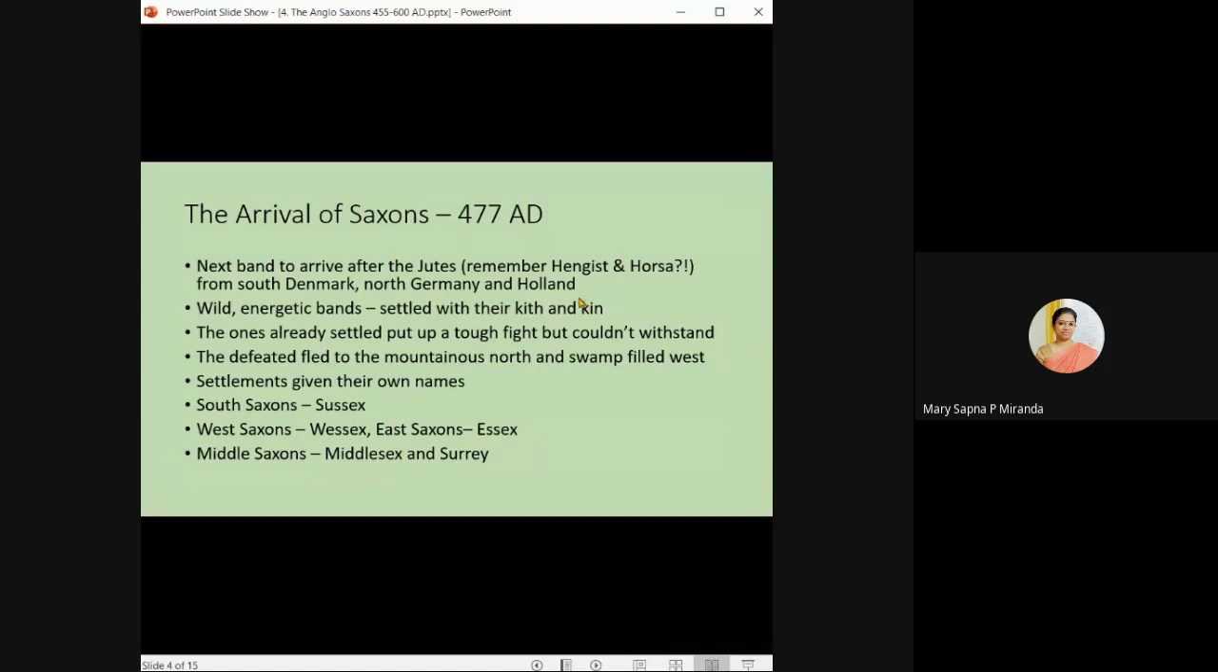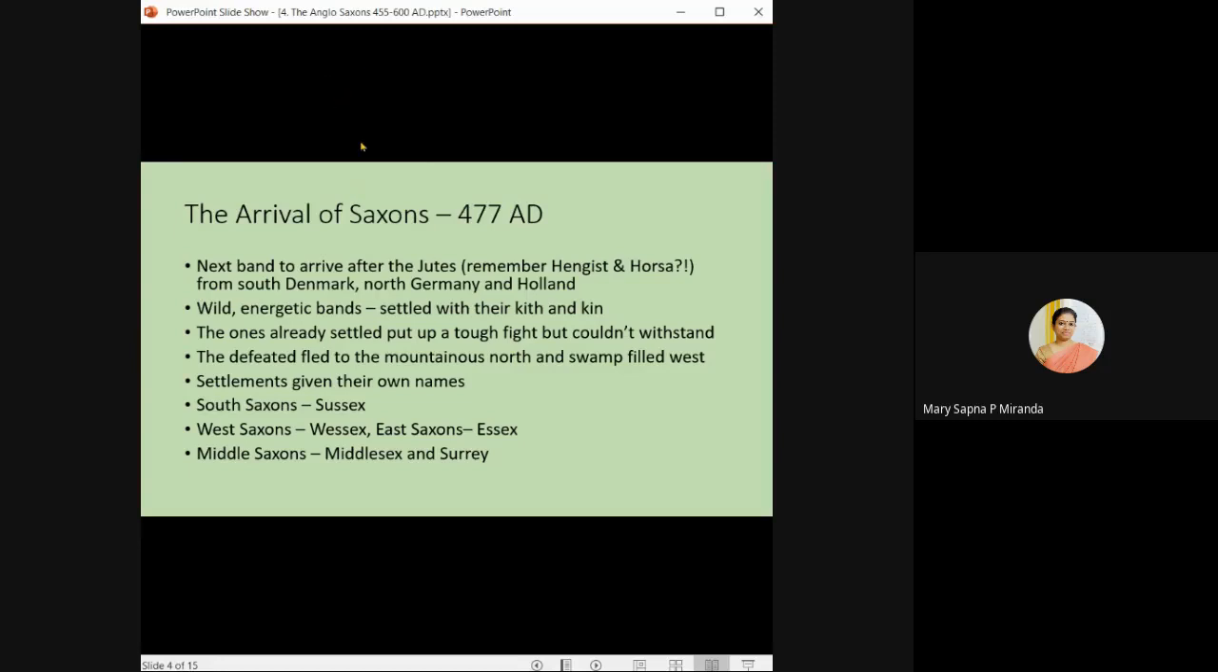And what about the Celtic people already settled there in Britain? Not all of them could put up a tough fight against them. They tried, but they could not really withstand the might of these invading tribes. So what happened to these people? The Celts fled to the mountainous north or the swamp-filled western region. So they went towards Wales. Some of them crossed to the western side and went to Ireland. Some of them went up to the mountainous north, the areas that we today call Scotland.